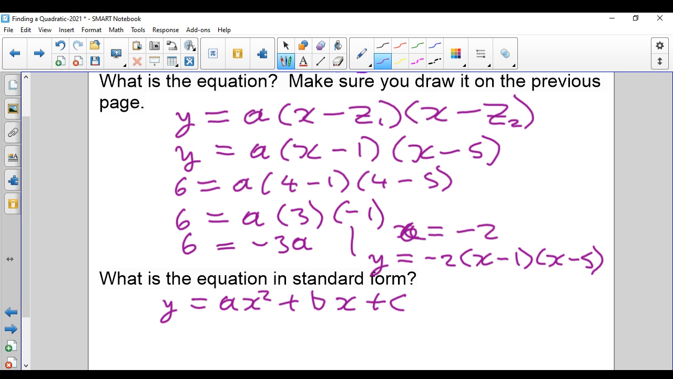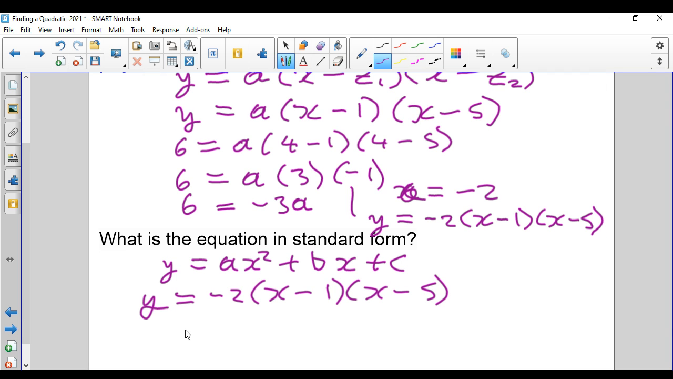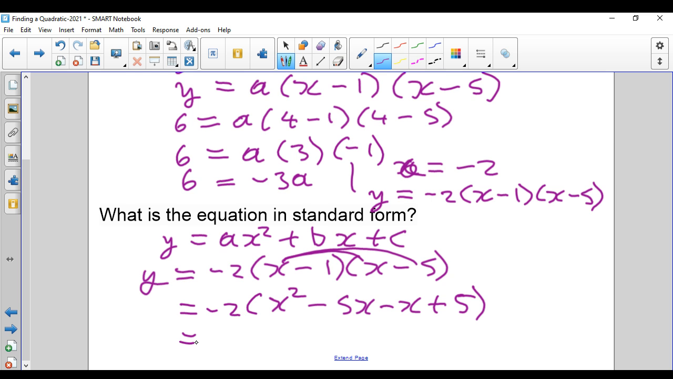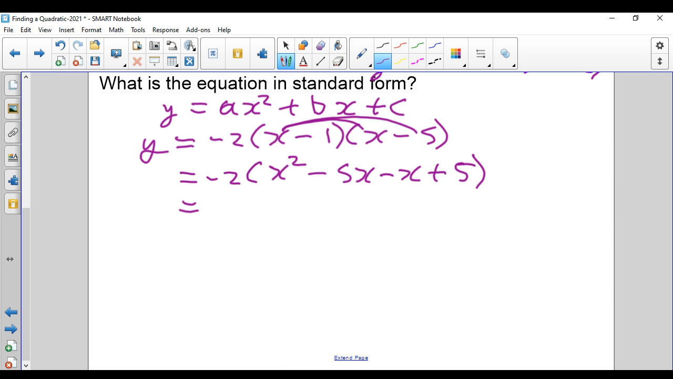Well, that's not too hard. We could multiply out or expand these two binomials. So let's remember FOIL. So I'm going to FOIL (x minus 1)(x minus 5), those two brackets. So that would give me the minus 2 is still there. We'll get to that later on. So it'll be x times the x, which is x squared, x times the minus 5, which is minus 5x, the minus 1 times the x, minus x, and the minus 1 times the minus 5, of course, is the plus 5. Okay, then we close up our brackets, and then we can expand that a little bit more.